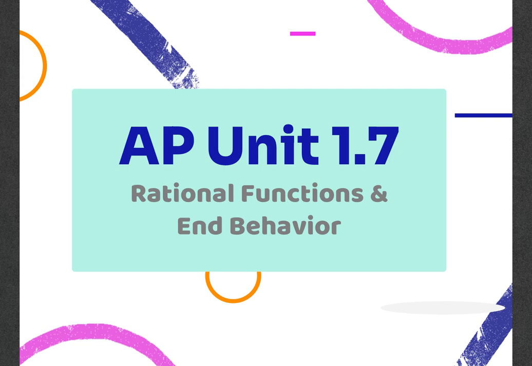All right, so as mentioned, 1.7, 1.8, 1.9, and 1.10 are all rational functions. 1.7 is rational functions and end behavior, and then we'll get into asymptotes and holes. All that stuff would be in these next couple of sections. So today we're going to talk about domain. We're going to talk about horizontal asymptotes, okay?